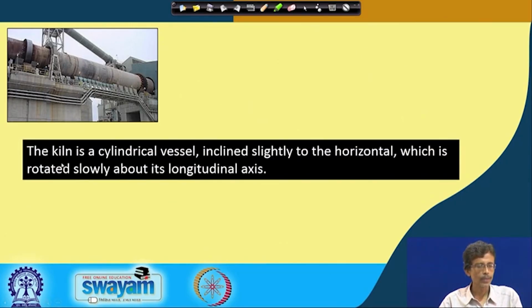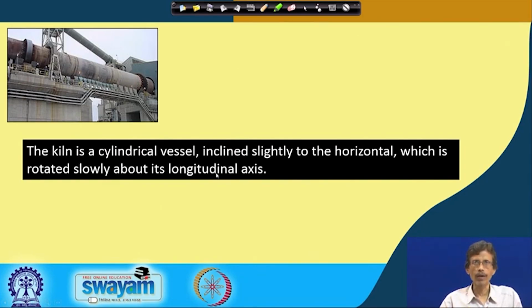So this kiln is a cylindrical vessel. You can consider it as a huge long pipe, and definitely the structure is cylindrical. It's a cylindrical vessel, the reaction vessel we consider when we do some reaction in the laboratory or in industry, and it is also slightly inclined.